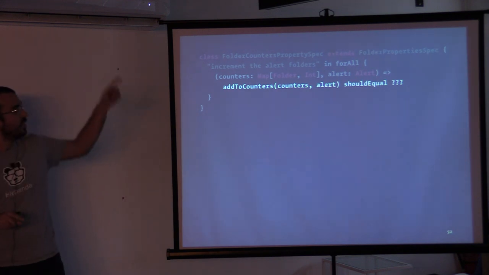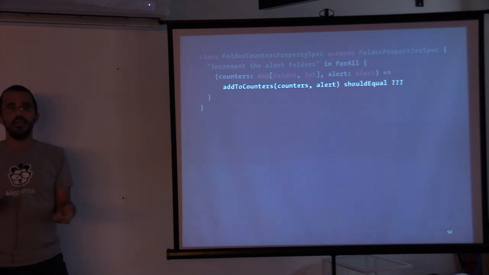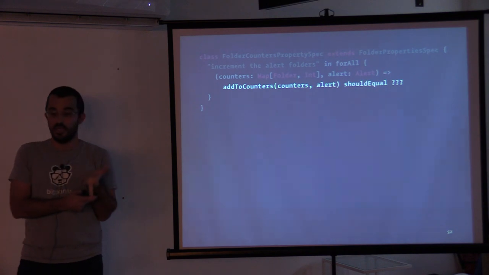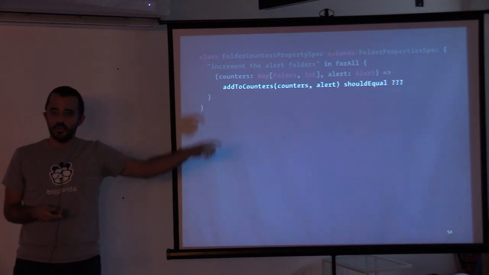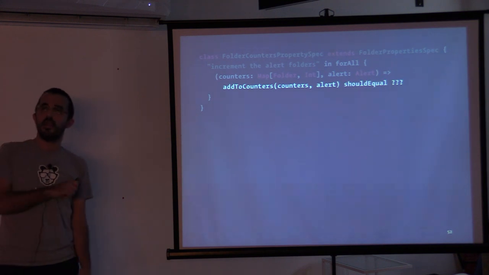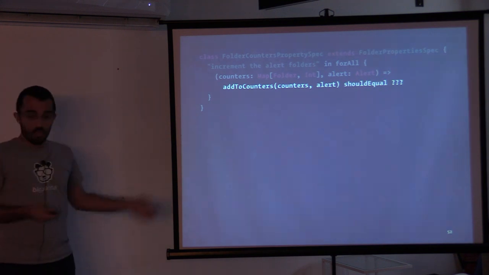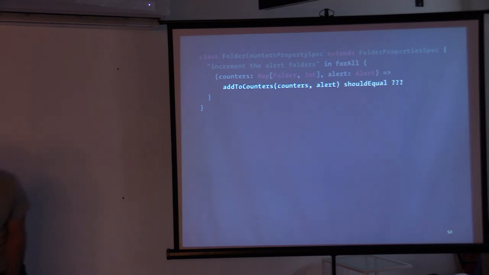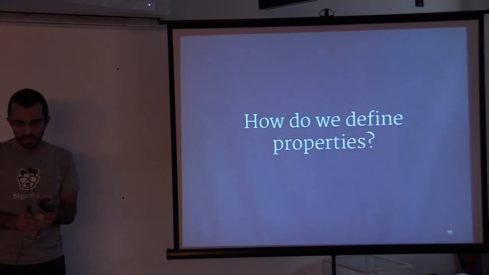We have an infinite amount of values entering here. We can't write any hard-coded values. We can't use any constant numbers here. So in order to assert, we need to re-implement the add to counters function. And this happens a lot of times. So how can we handle it? So we take a step back, take a sip of water, and try to do things differently.